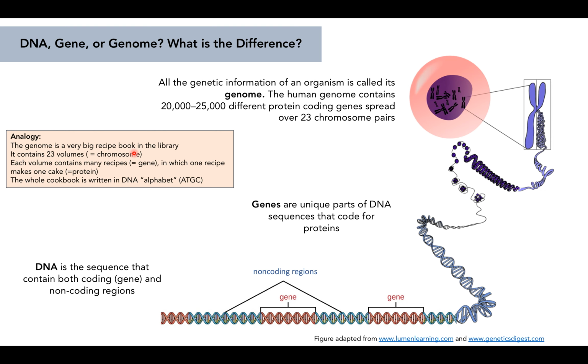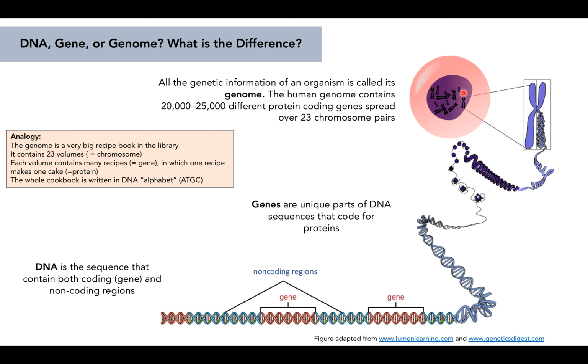So we have volume 1, volume 2, volume 3, and so on. How many volumes do we have? We have 23 volumes. So this is analogous to the genome and the chromosome. So we've got a big genome, which is the whole recipe book. And this recipe book, or the genome, is divided into 23 chromosomes. Because it's so big, we have to divide it into 23 volumes, equal to 23 chromosomes. And each chromosome, meaning each volume, contains recipes for thousands of genes. We have thousands of recipes in each chromosome.